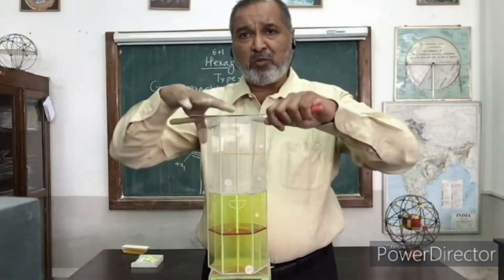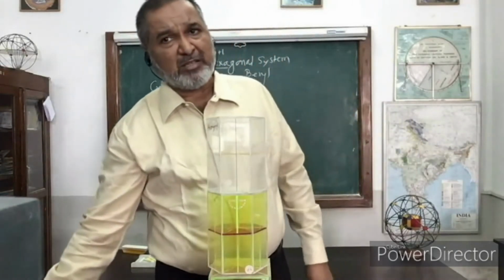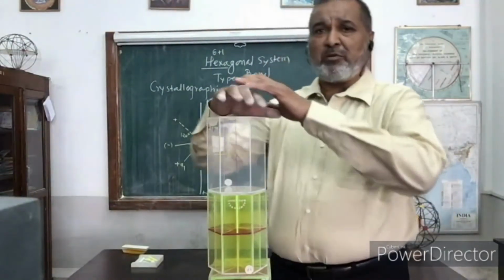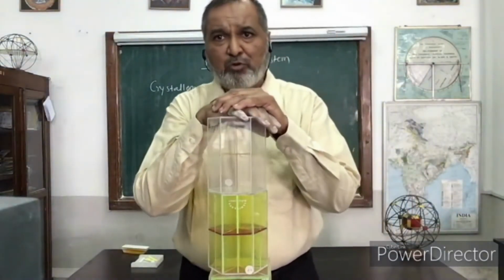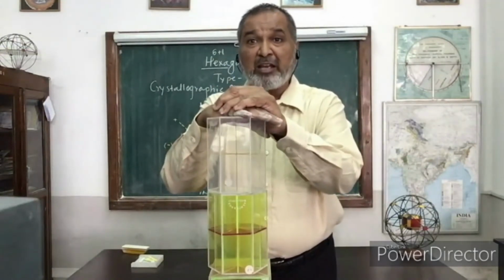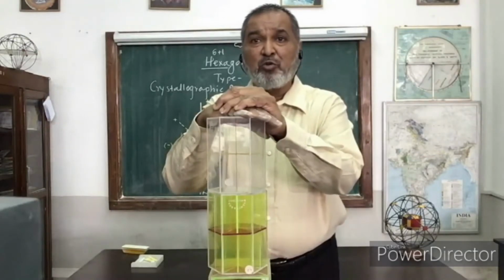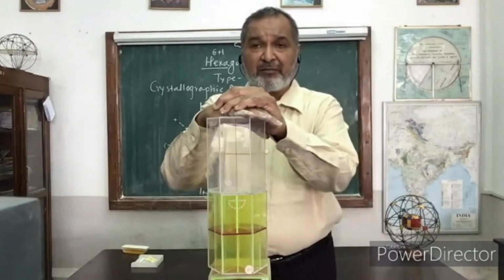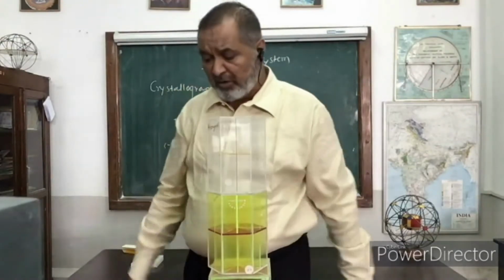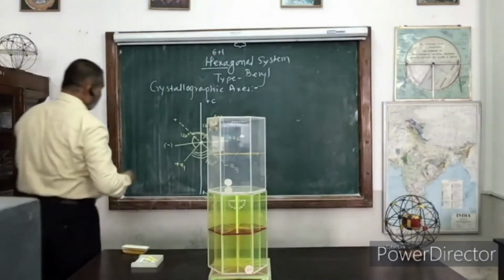C is the longest one, and A1, A2, A3 are equal in length and make an angle of 120 degrees. So in this relation, A1 is not perpendicular to A2, A2 is not perpendicular to A3, and A3 is not perpendicular to A1, but all three axes are perpendicular to the C axis. Now the hexagonal system is there, so first we'll find out its elemental symmetries.